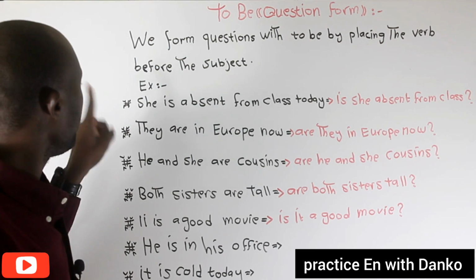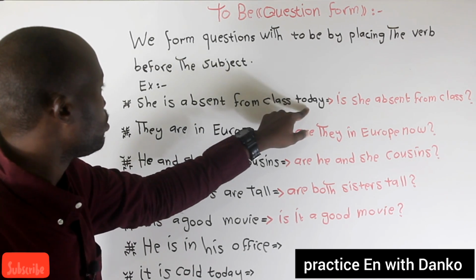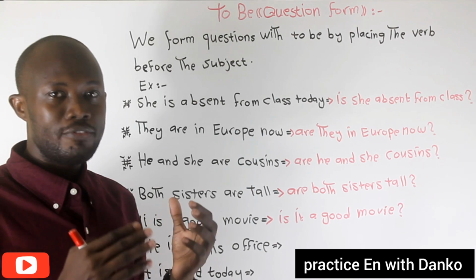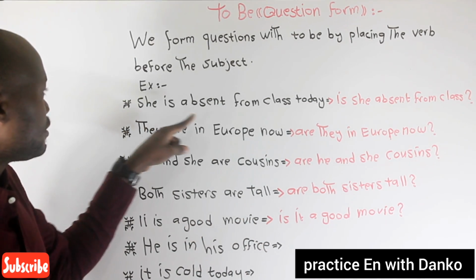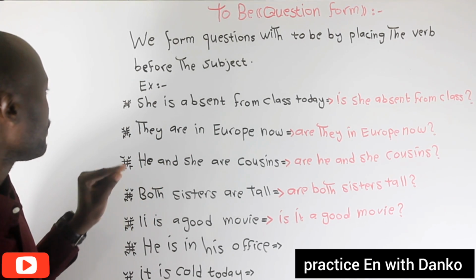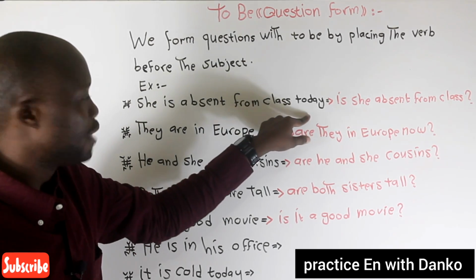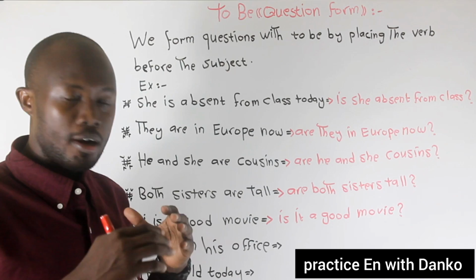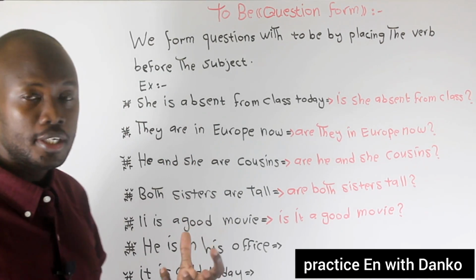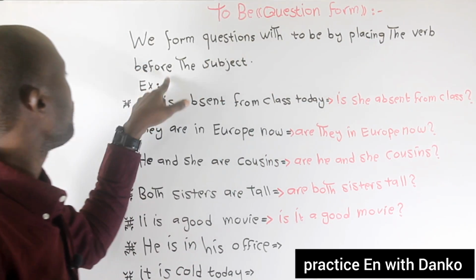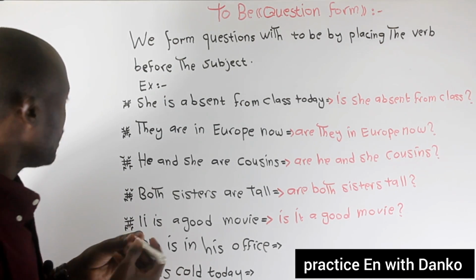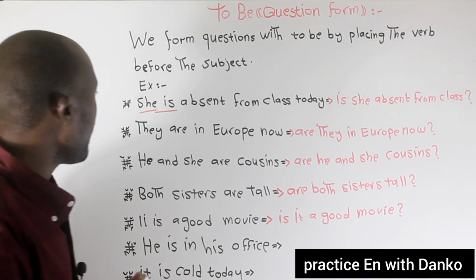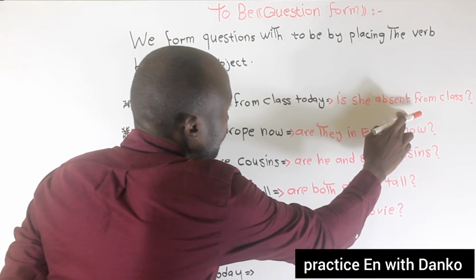Examples. First, she is absent from class today. This is a simple sentence. As you remember, in the last video we also talked about the verb to be in simple sentences. So how do we make this sentence into a question? As our rules say, you must place the verb before the subject. Here the verb is "is" and "she" is the subject. The question becomes: is she absent from class today?